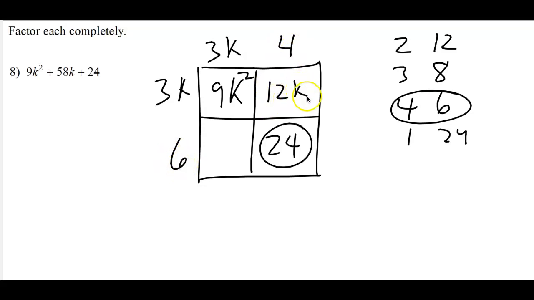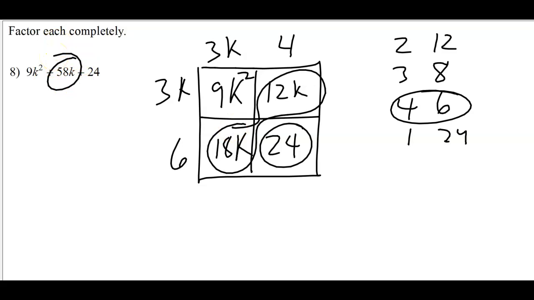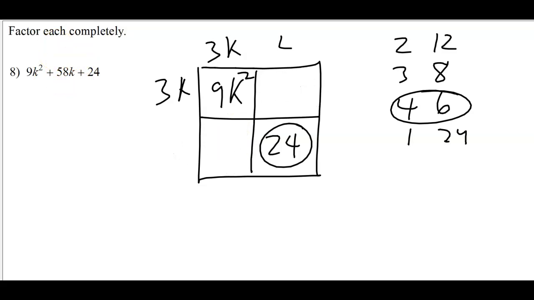Complete the box. Does 18 and 12 make 58? Unfortunately, no, it does not. And switching the numbers around this time isn't going to matter because the 3's are the same here. So if you switch the 4 and the 6, you're going to get the same result again. So there's no point in that. So that means that 4 and 6 just doesn't work.